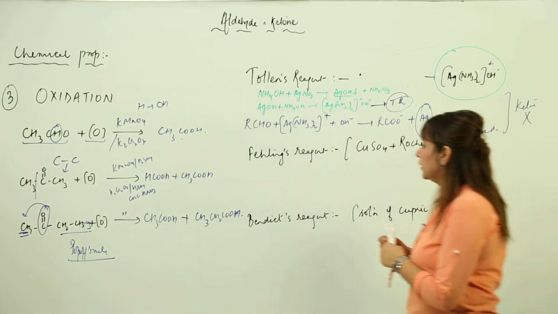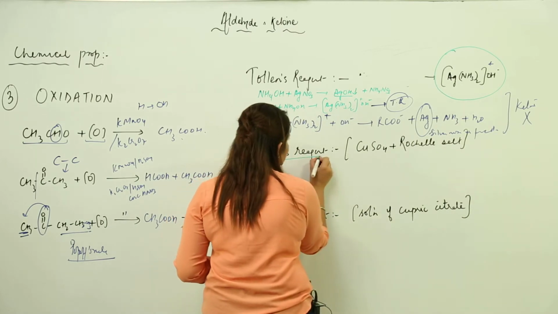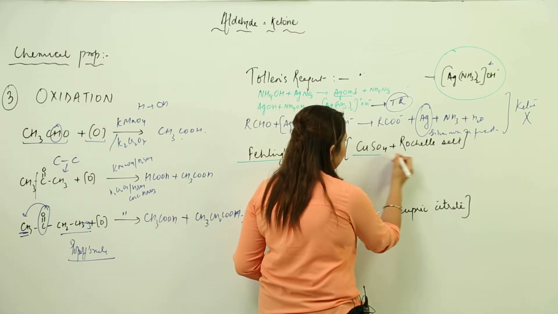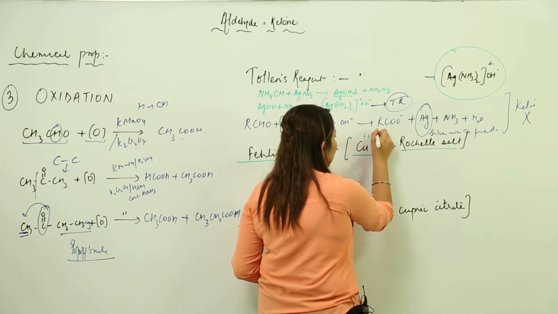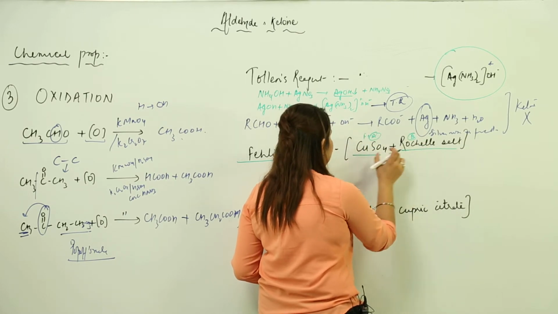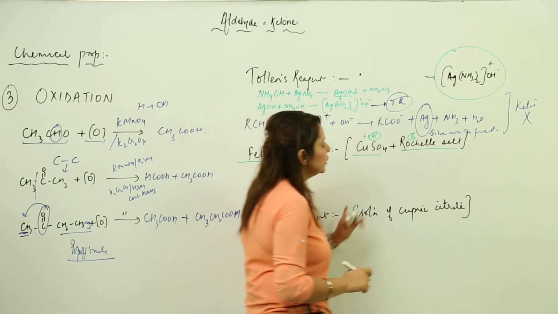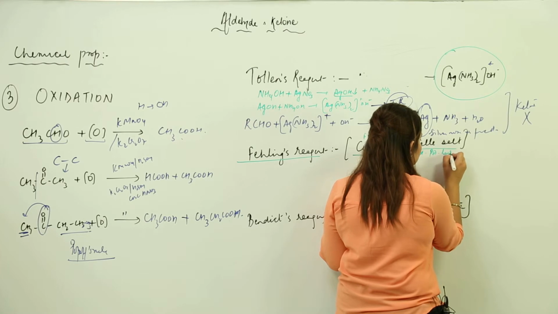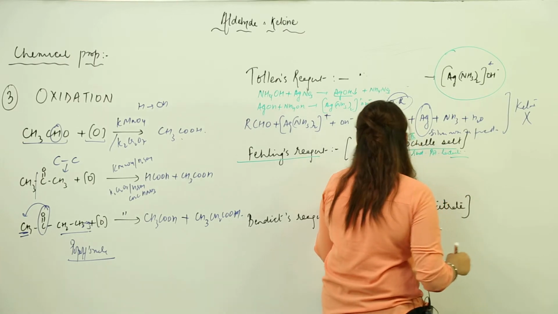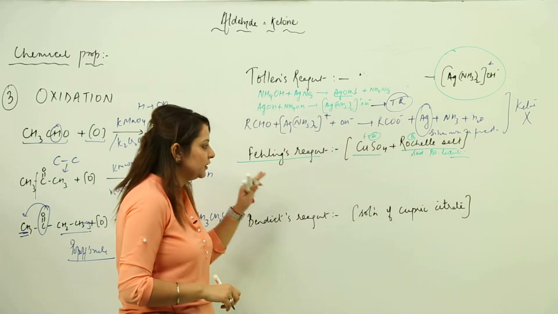Second is Fehling's reagent. Fehling's reagent is actually a mixture of copper sulfate and Rochelle salt. We have Fehling's solution A and Fehling's solution B. We just mix them and we get Fehling's reagent. Rochelle salt is sodium potassium tartrate. So we can also say it is a complex mixture of copper sulfate and tartrate.